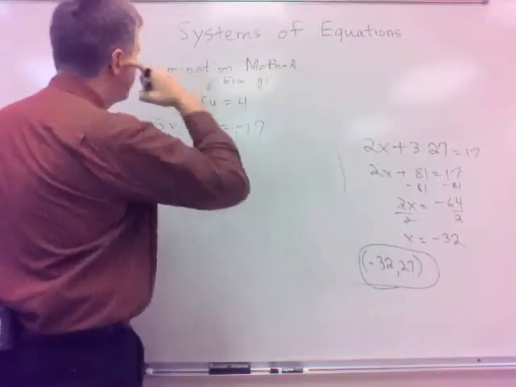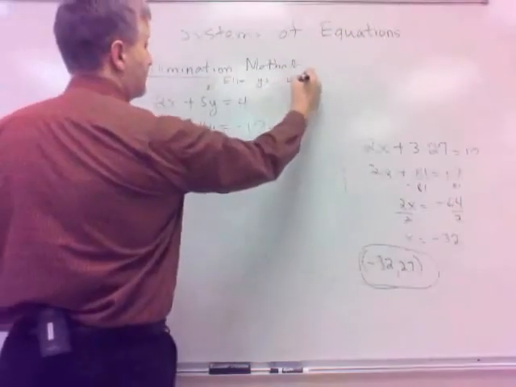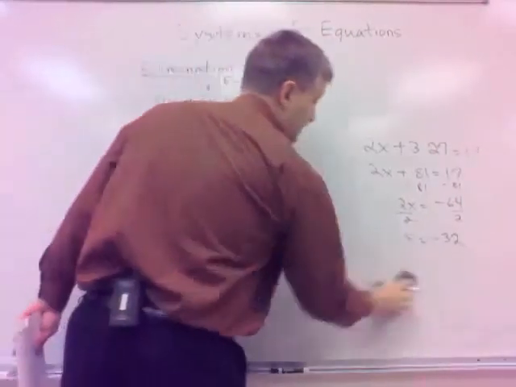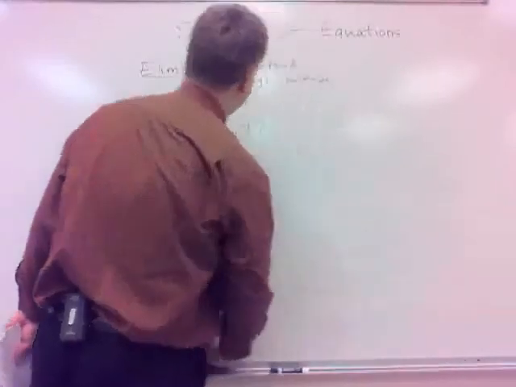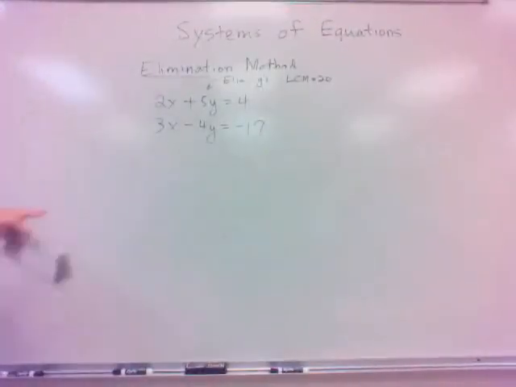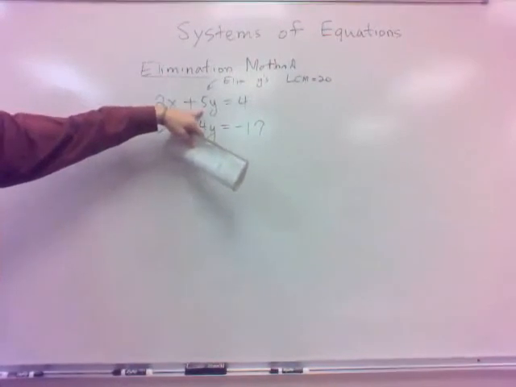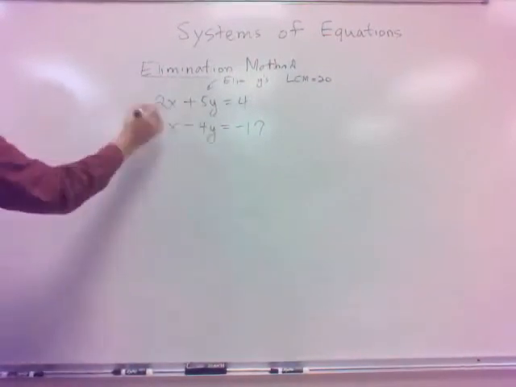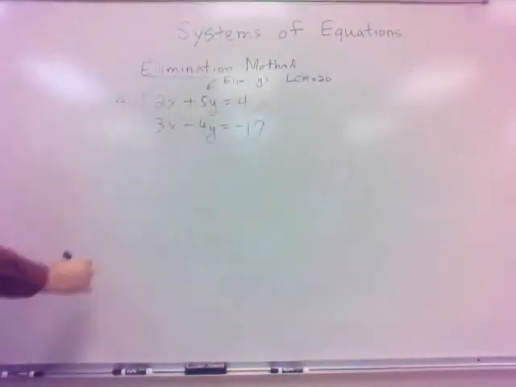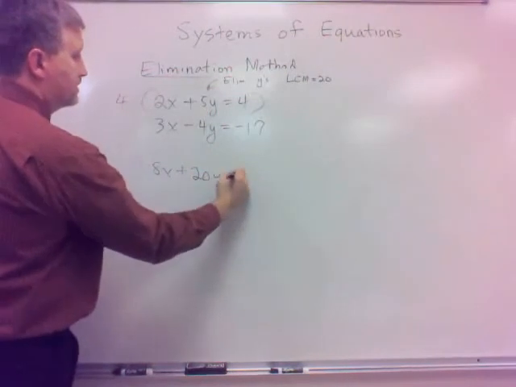It works either way. The LCM, like we said, would be 20, so I need to make both of those be 20. One a positive 20, the other a negative 20. So how would I do that? Well, the top equation, again making the y's be 20, I would multiply by 4. So I'm going to multiply the whole top equation by 4. So that would be 8x plus 20y equals 16.